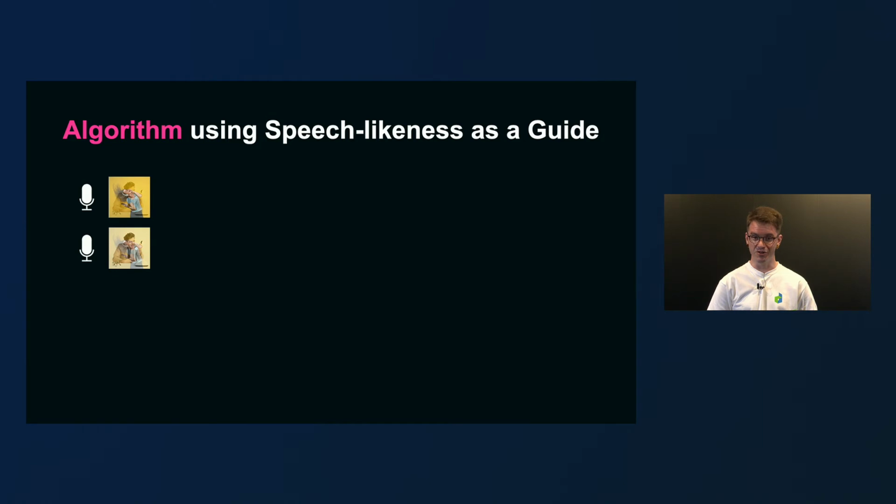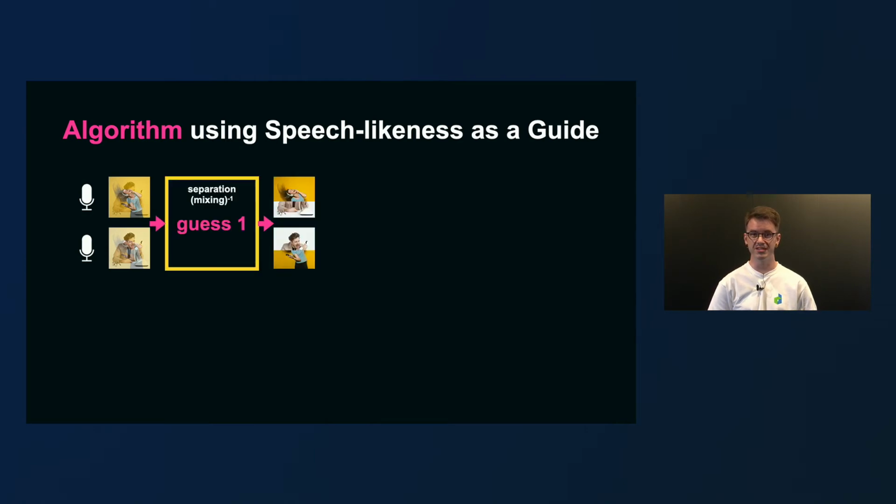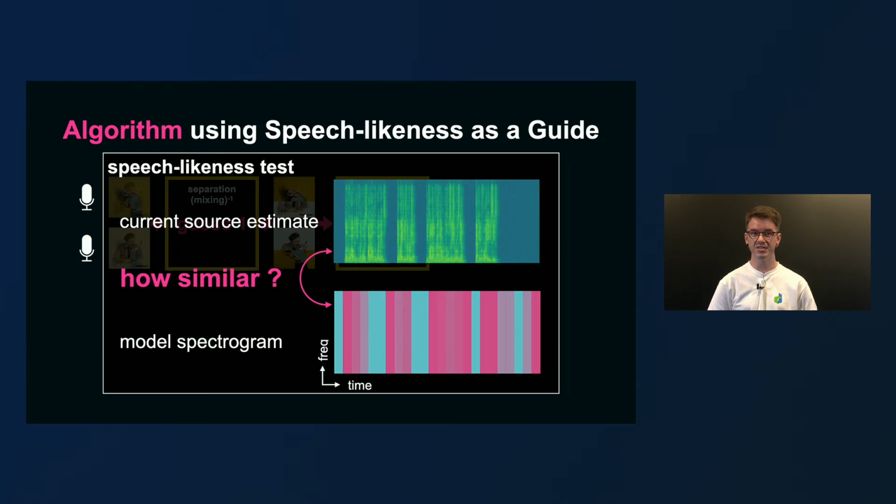Now I will describe the algorithm itself. We start from the mixture signals from the microphone. We first start from some guess of what the separation system should be like, which is guess 1 here. Then we obtain a first estimate of the separated sources. As we see here, maybe the sources are not completely demixed at this point. This is when we use a speech likeness test. We say, okay, does this sound like speech or not? For this, we use the spectrogram model that I just described. Are there lots of pauses and lots of loud components?